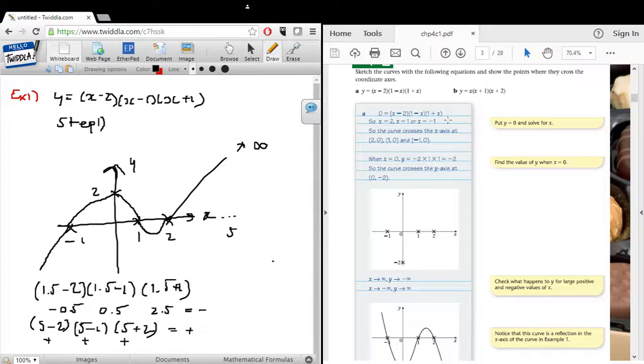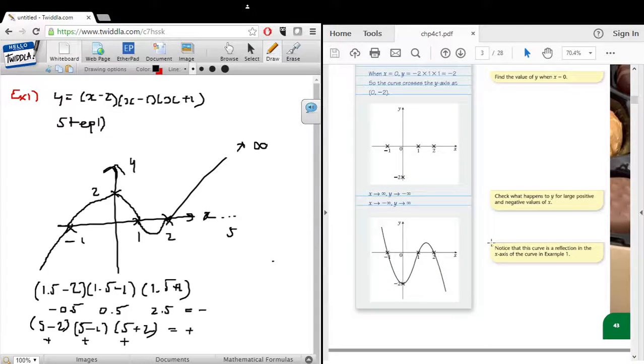Okay, they have these numbers, so it crosses at these points, and then they've taken x to be 0, which happens on the y axis. They get y to be minus 2, so the curve has these points of intersection with the axes. And then they've done a similar idea to what we mentioned before.